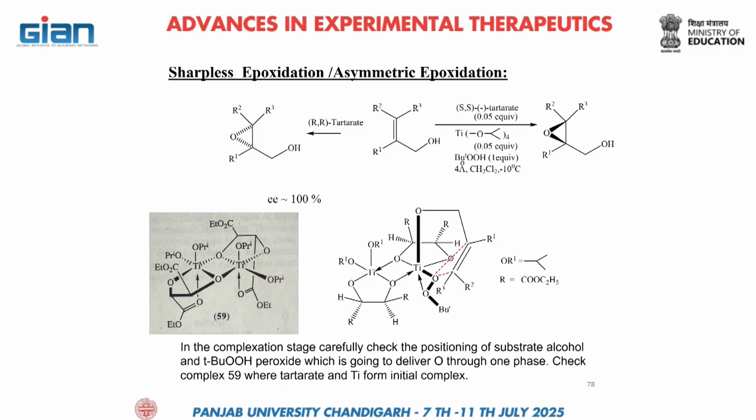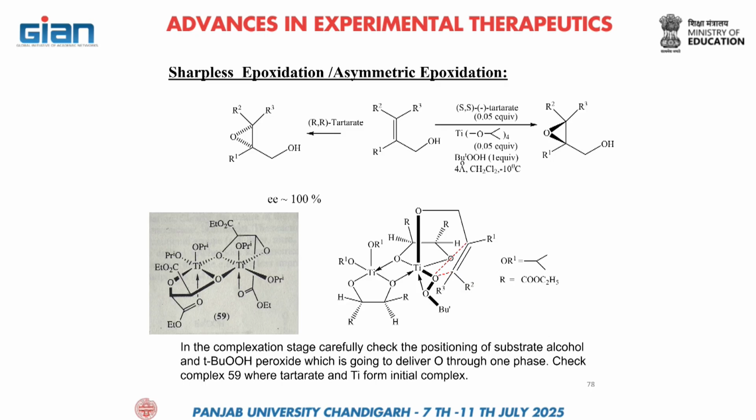Diethyl tartrate, you can take RR and SS. What is the difference between RR and SS? This is just the arrangement in space, whether it has an R configuration at a particular carbon or an S configuration. So these two only differ with respect to the planes.